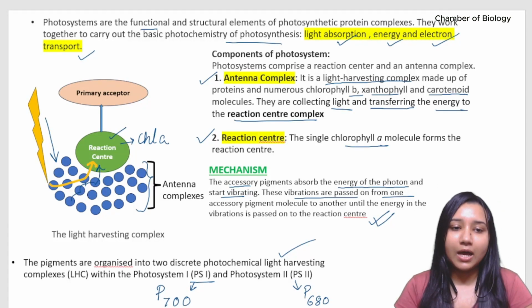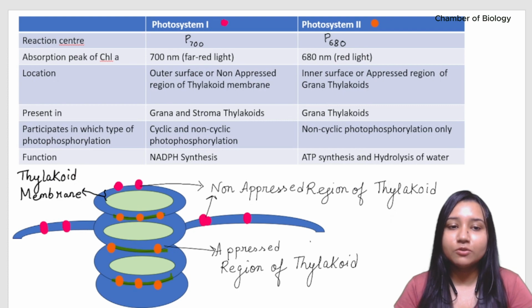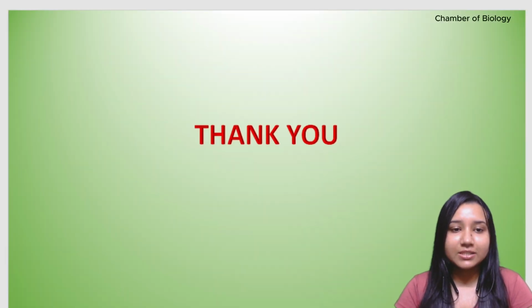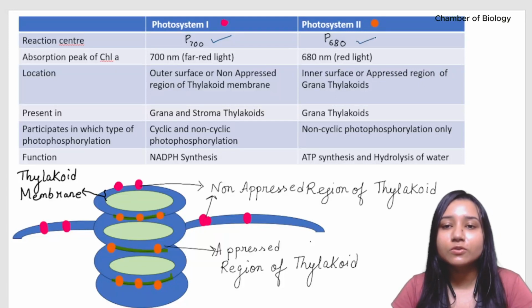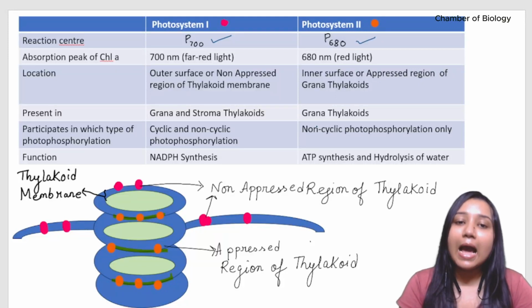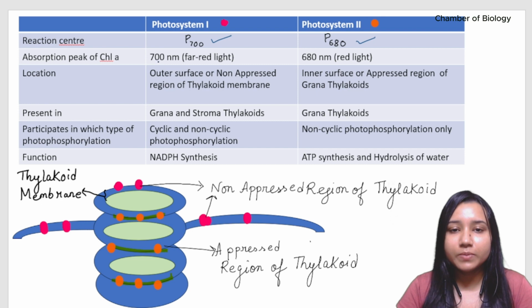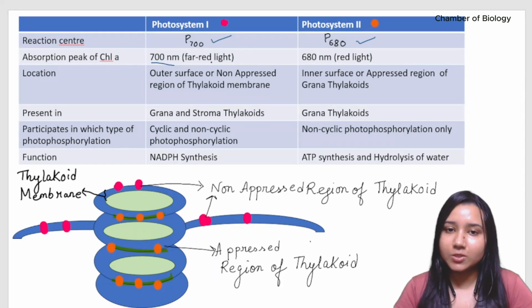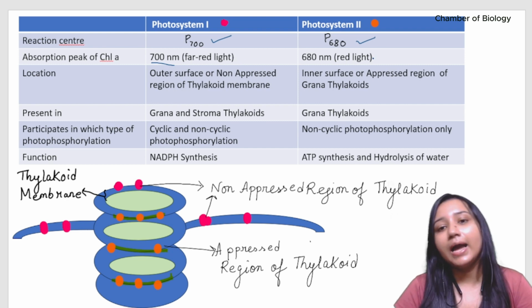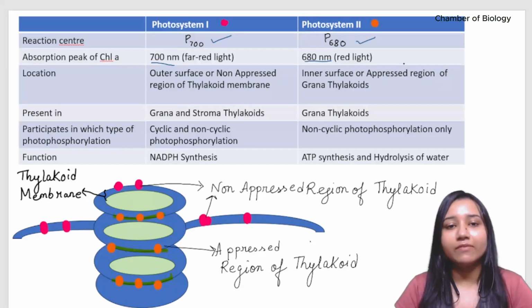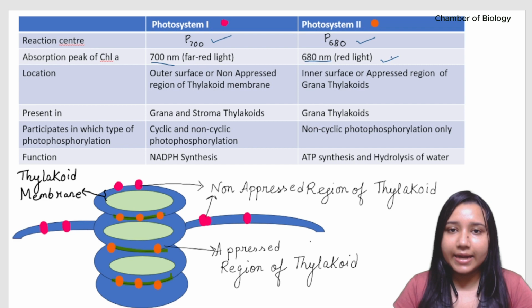Okay, so now what is the difference between the two photosystems? The reaction center of PS1 has P700, and PS2 has P680. The absorption spectrum is 700 nanometer in PS1, which is basically far red light, and 680 nanometer in PS2, which is red light only. This is the absorption peak of the chlorophyll, that is, the reaction center.